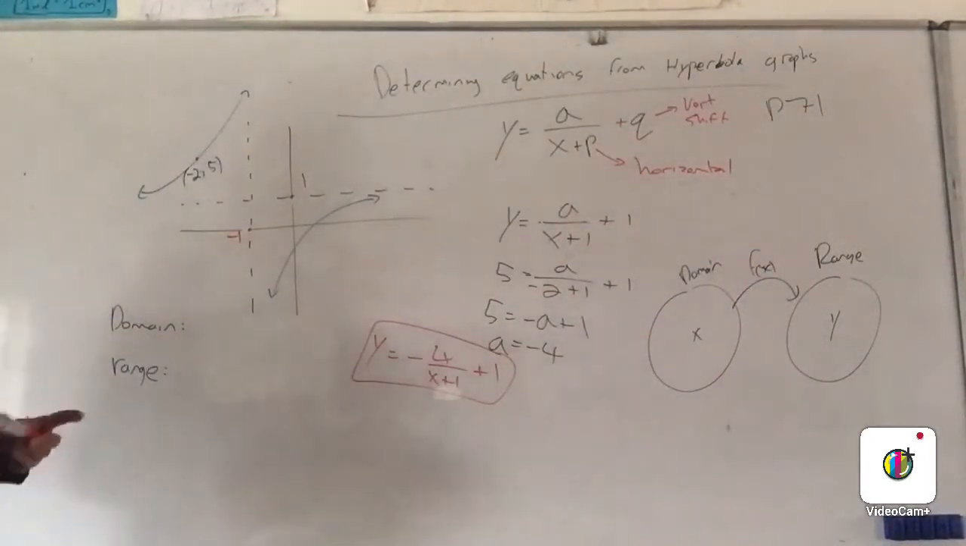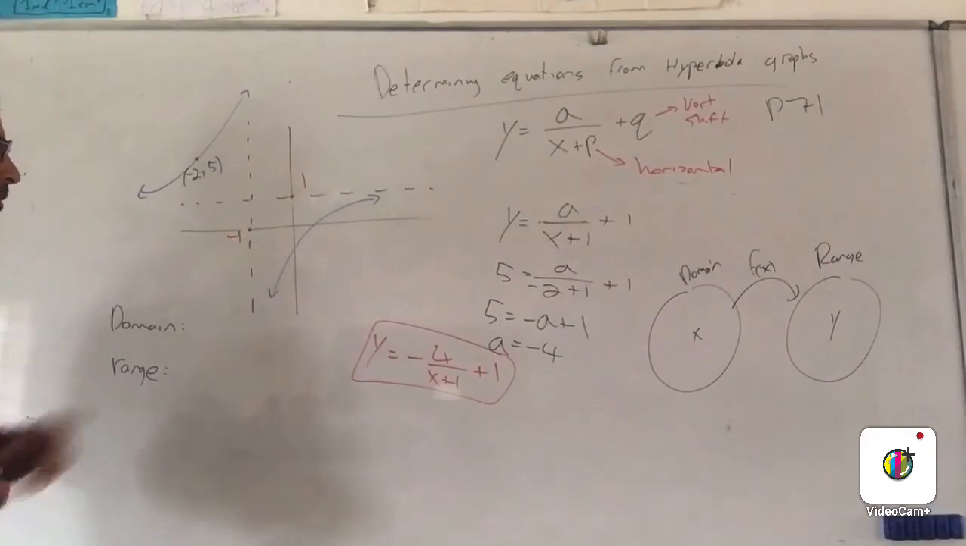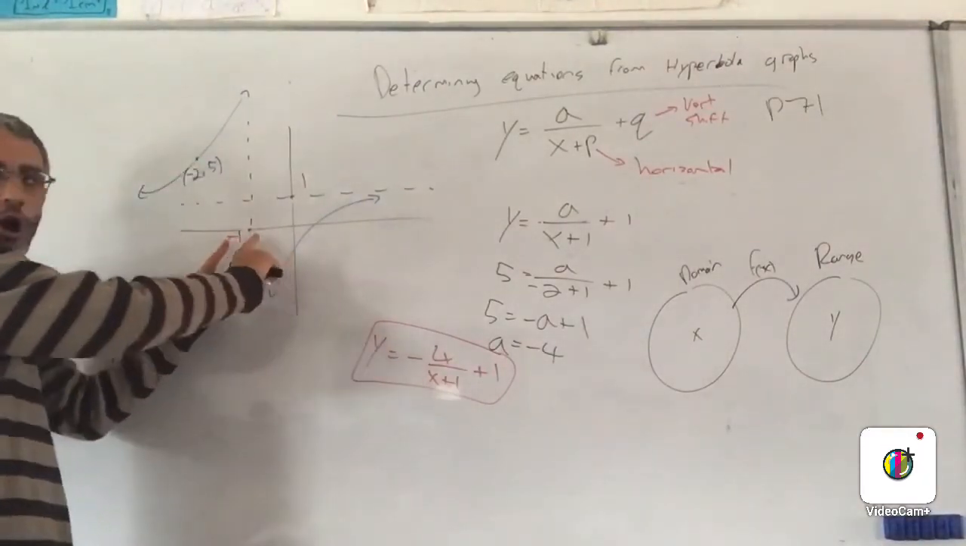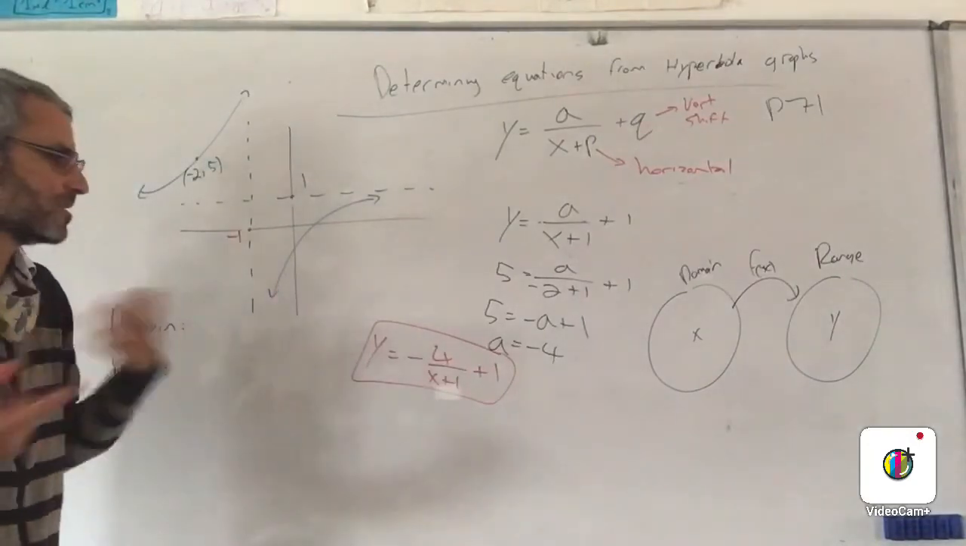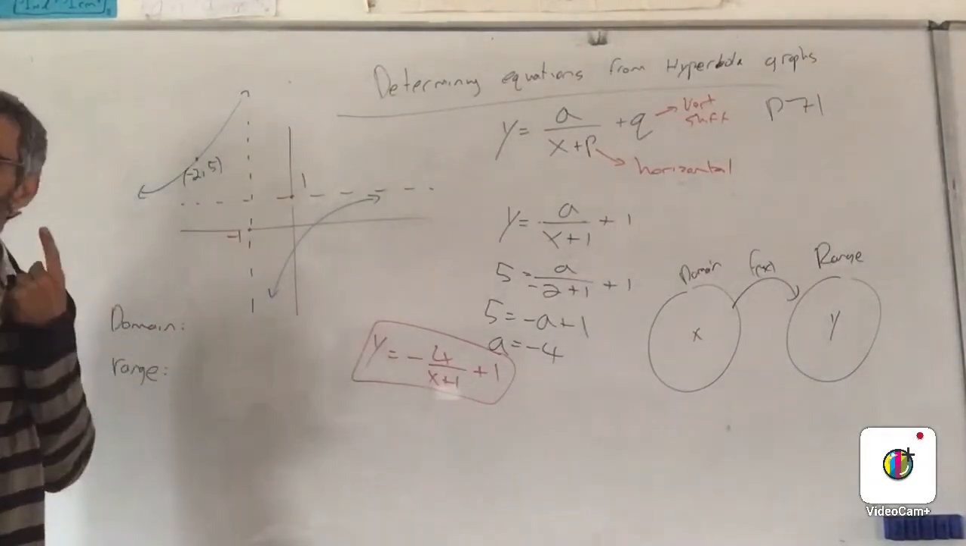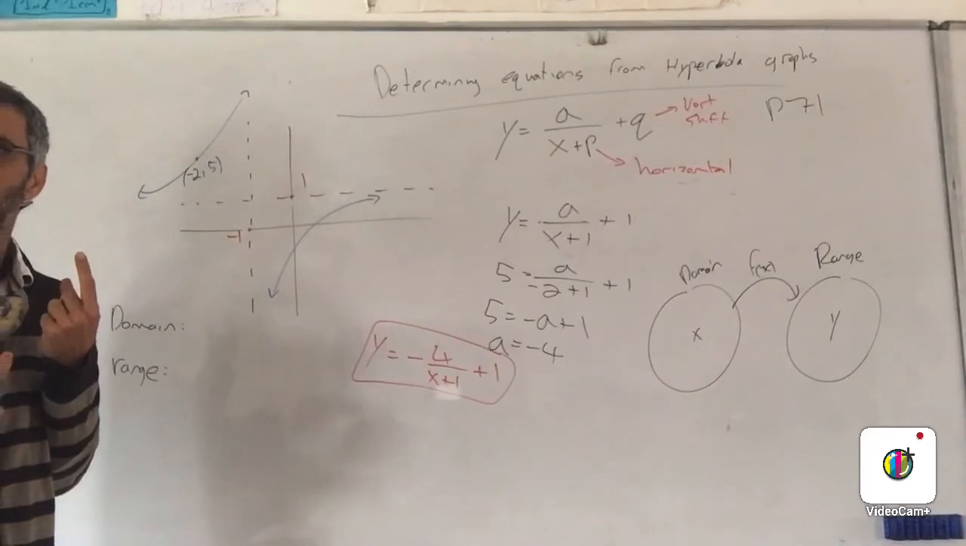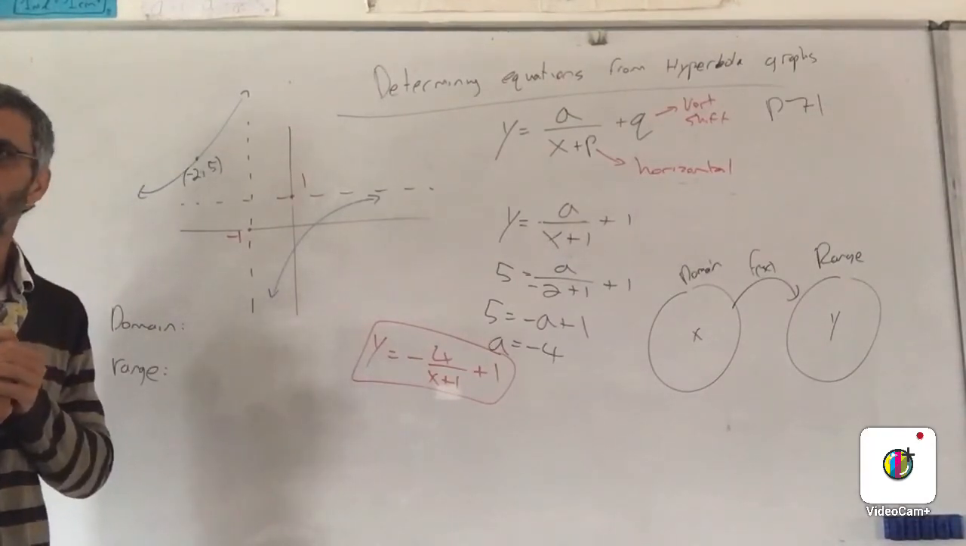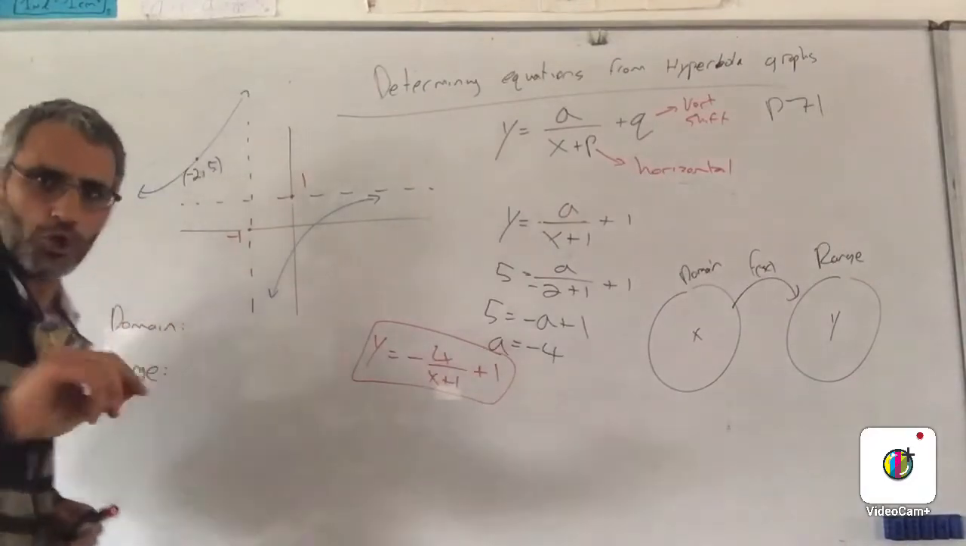Can I use any x in the world here? No. We can either look at the function or at the graph. That question can come in either way. You're right, there's one x that is problematic. What x are we not happy with? Negative 1.